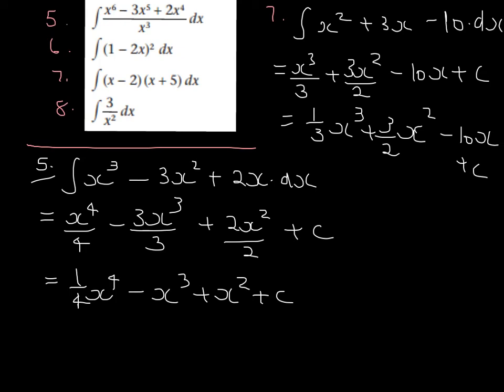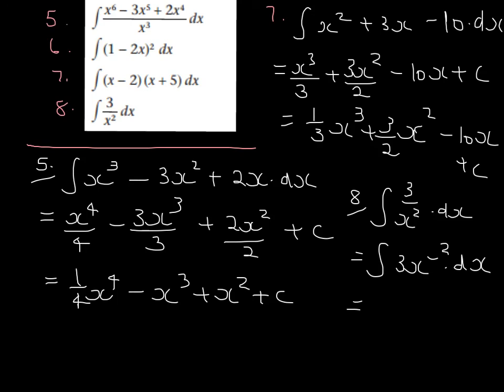And the last one, number 8, is 3 on x squared. Well, we can't find the primitive there, so we need to say that's the same as 3x to the minus 2, and then find the primitive of that. So it's 3x to the minus 1 on minus 1 plus c, which equals minus 3 on x plus c.